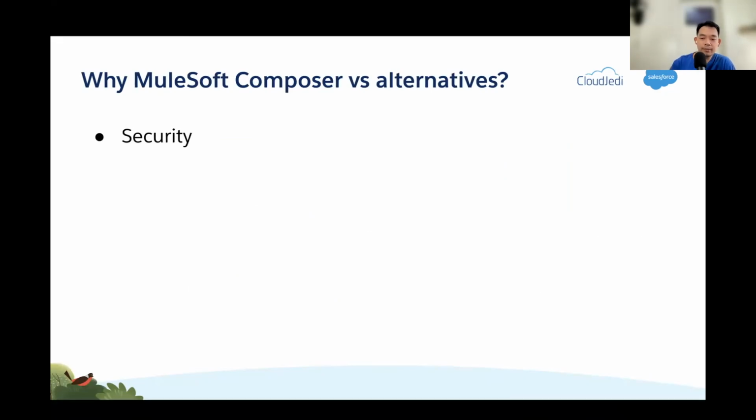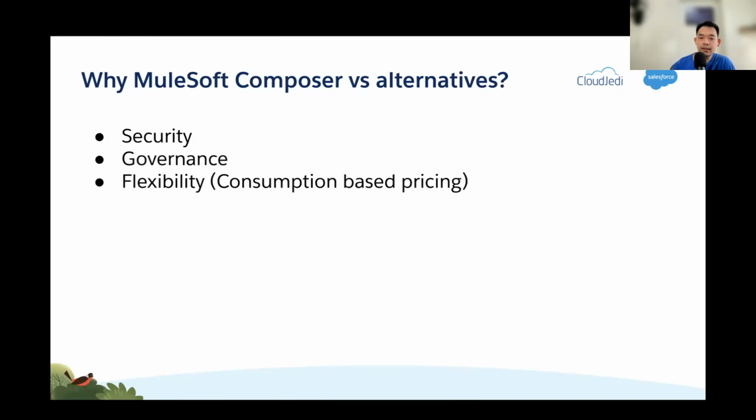If you think about it, medium to larger enterprises care so much about security. Would you want just any one of your users to be able to create that? So Mulesoft Composer has its governance, so only certain users can actually use this tool. That's one option. And then also flexibility. I'll be talking about how it's built in terms of consumption. It's basically usage based, so you could buy a block of credits each year and then use that across the year.